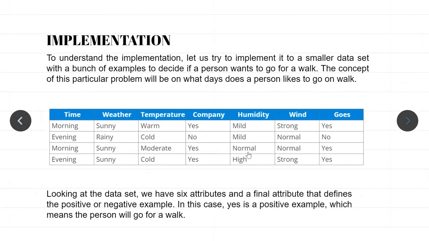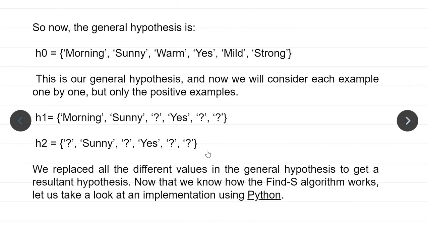Now let us consider the last example in the given data set. Morning does not match with evening, so it is replaced with a question mark. Sunny is same as sunny, so no change. Moderate does not match with cold, so it is replaced with a question mark. Yes and yes match, so no change. Normal is not same as high, so it is replaced with a question mark. Normal does not match with strong, so it is again replaced with a question mark. So this is the final hypothesis value obtained. We replaced all the different values in the general hypothesis to get a resultant hypothesis.